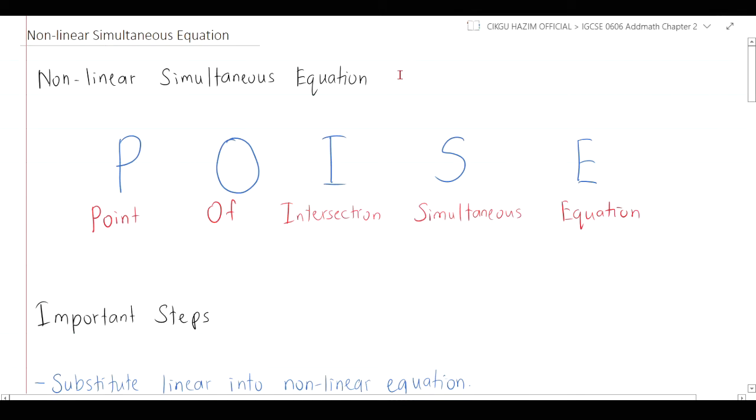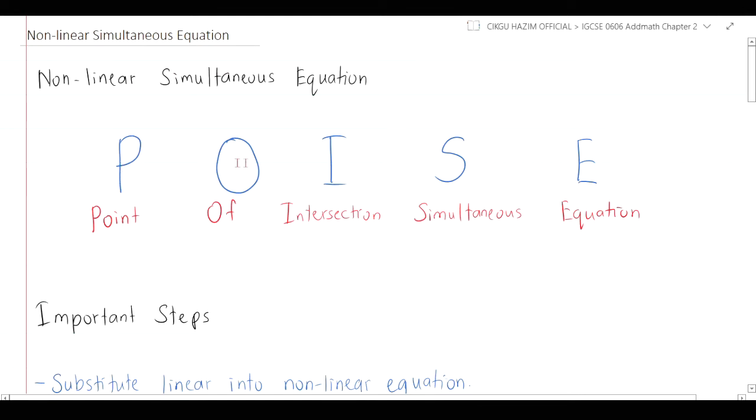For any kind of simultaneous equation, please remember my method, or you can call it Cikgu Hazim method, or anything. Even if you don't want to put my name on it, no problem at all. Just remember, if you ever see the words simultaneous equation, remember the word POISE. What does POISE mean?